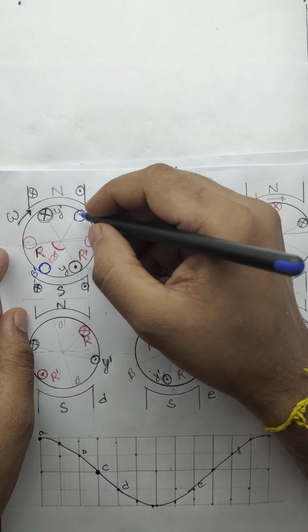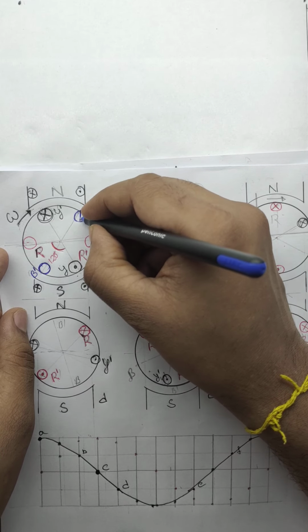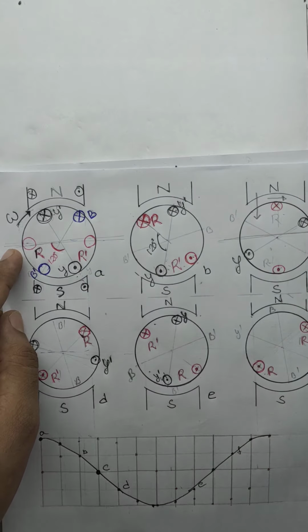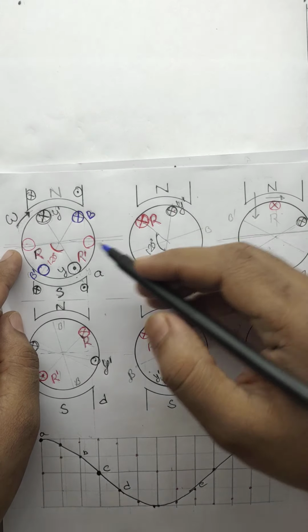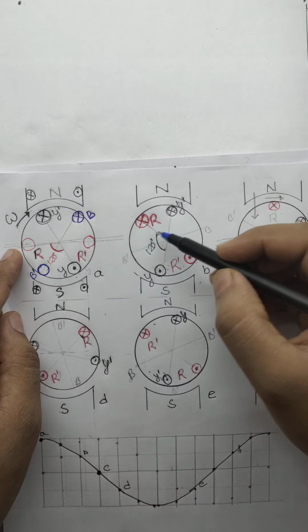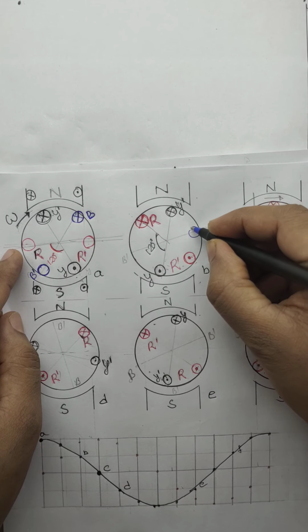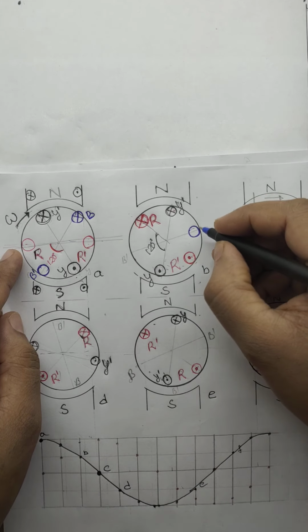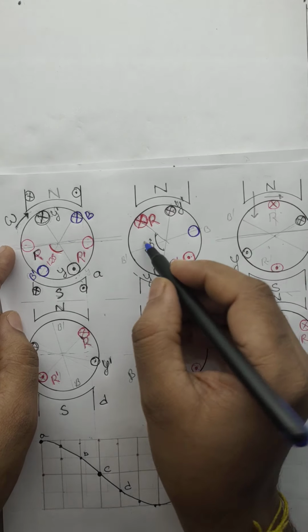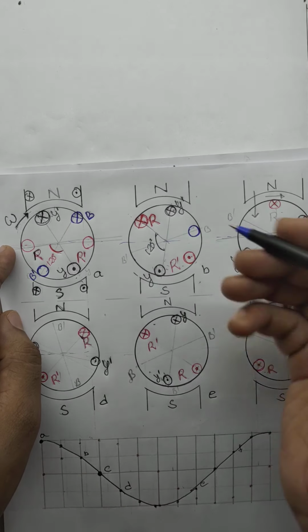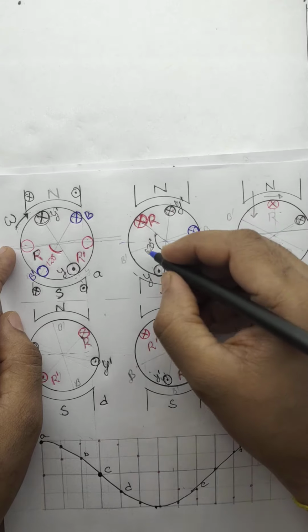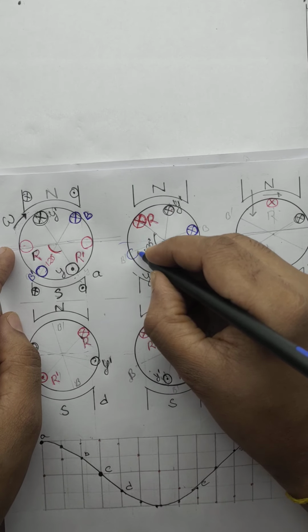So this is B dash, this is B. Whether this will be a cross or a dot, this will be a cross because it is above this zero line. After some time, what has happened? R has moved here, Y has come here, so B will be here. This will be my B. Whether it will be a cross or a dot, assuming that it is above this zero line, this will be a cross and this one will be a dot.